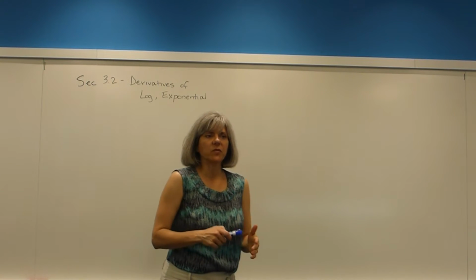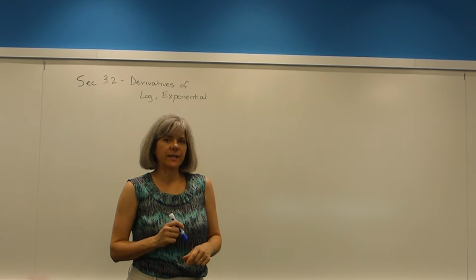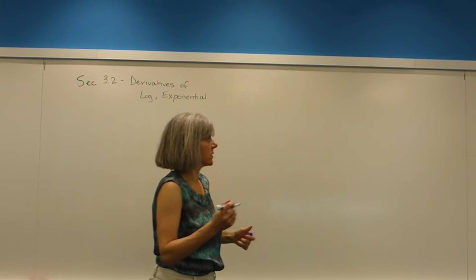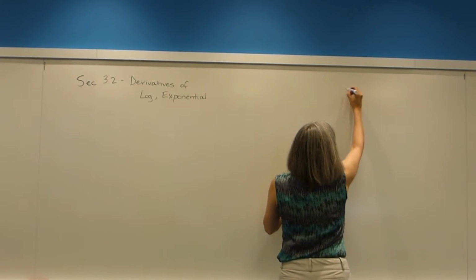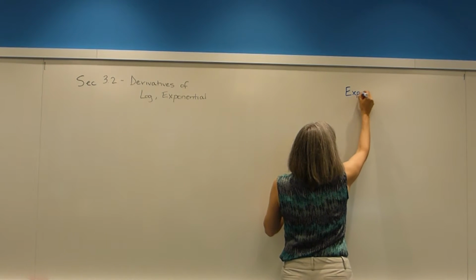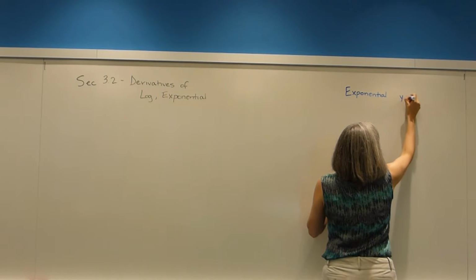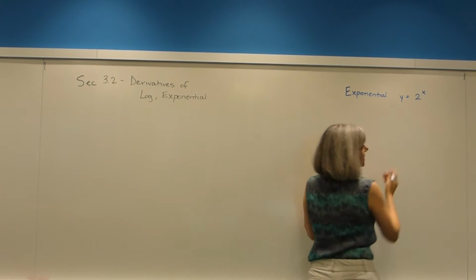This is the prep video for finding derivatives of logs and exponentials. So before we get started, we actually need to remind ourselves what those are, what those graphs look like. So an exponential, remember that means the variable is in the exponent. So for example, y equals 2 to the x.